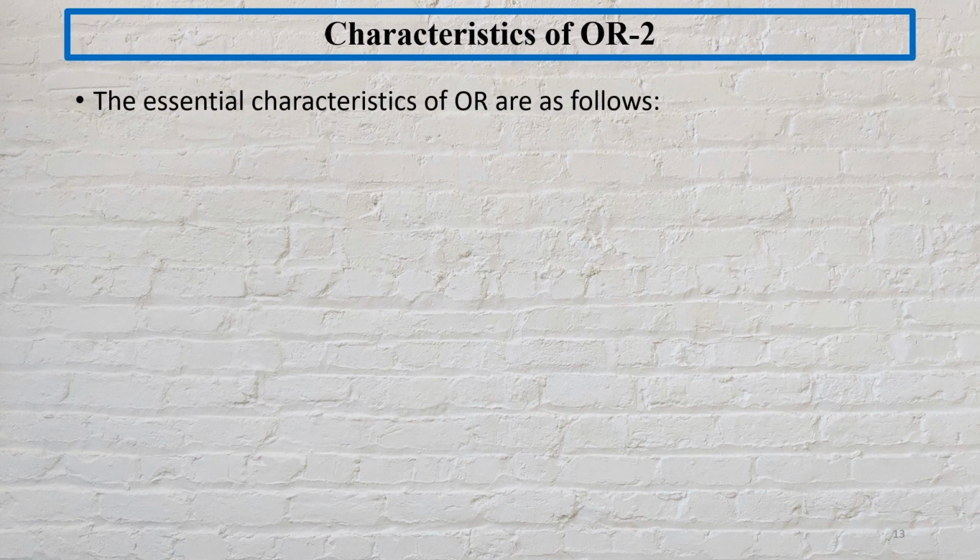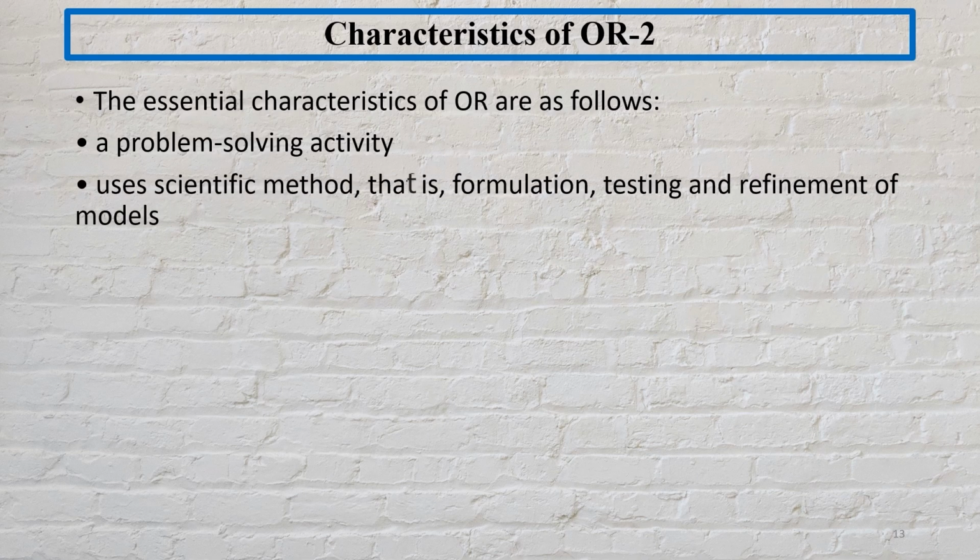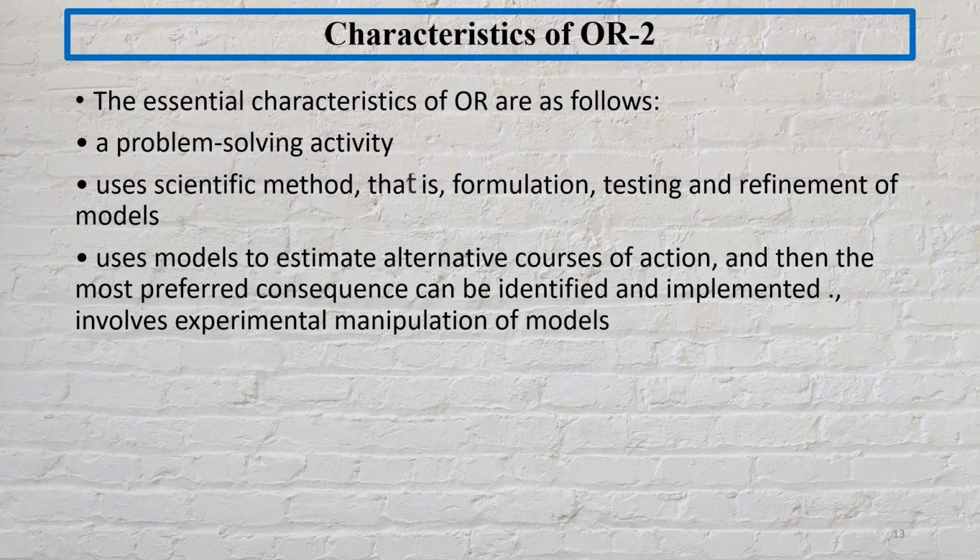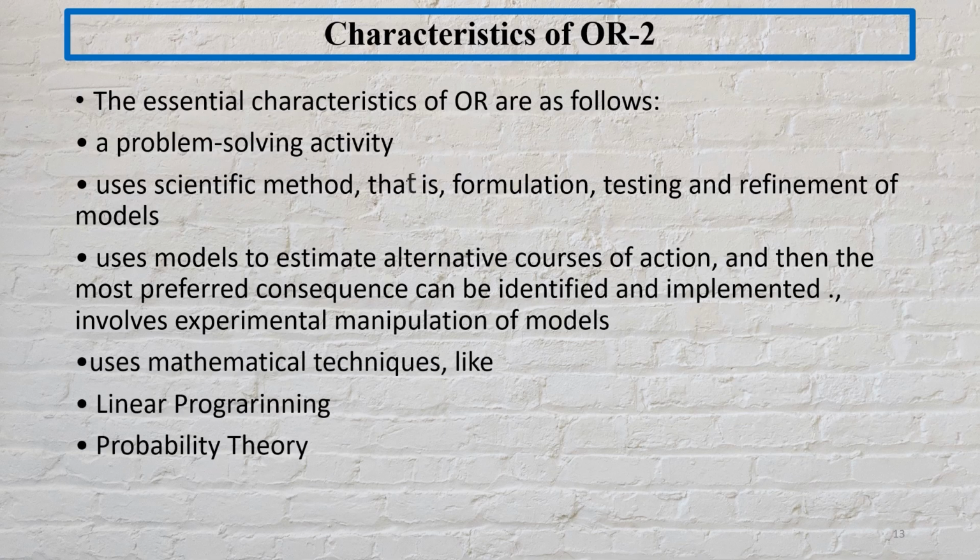The essential characteristics of OR are as follows. It is a problem solving activity that uses the scientific method, that is, formulation, testing and refinement of models. It uses models to estimate alternative courses of action, so that the most preferred consequence can be identified and implemented. It involves experimental manipulation of models and uses mathematical techniques like linear programming, probability theory, queuing theory, and network analysis.